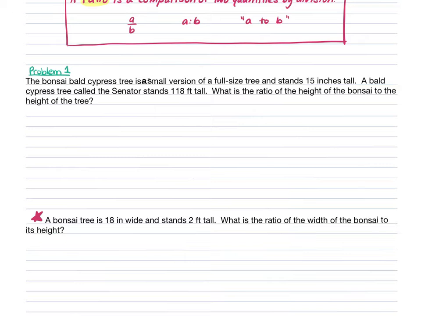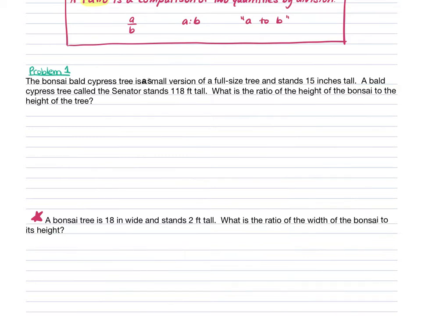Okay, for these, a ratio is going to compare two quantities. It's also going to be in lowest terms, so you're basically going to cancel out any common factors. Like if it's 4 to 8, you're going to reduce that to 1 to 2. That's also what a ratio is. And you also want to use integers.